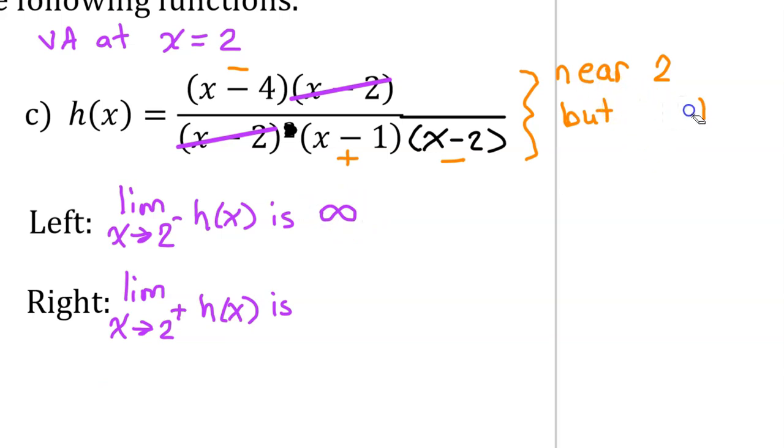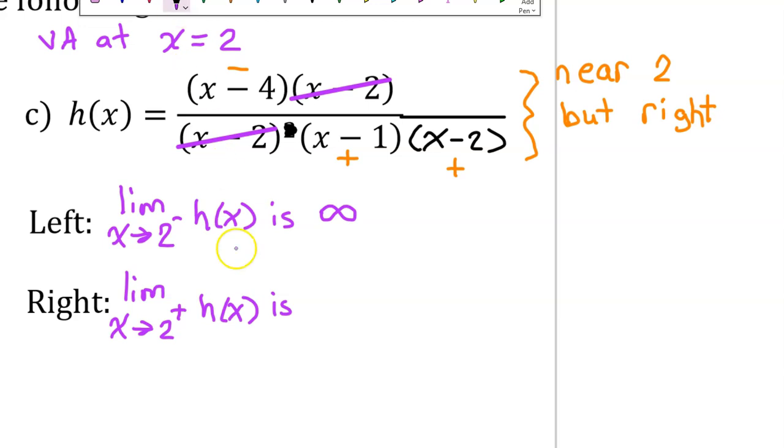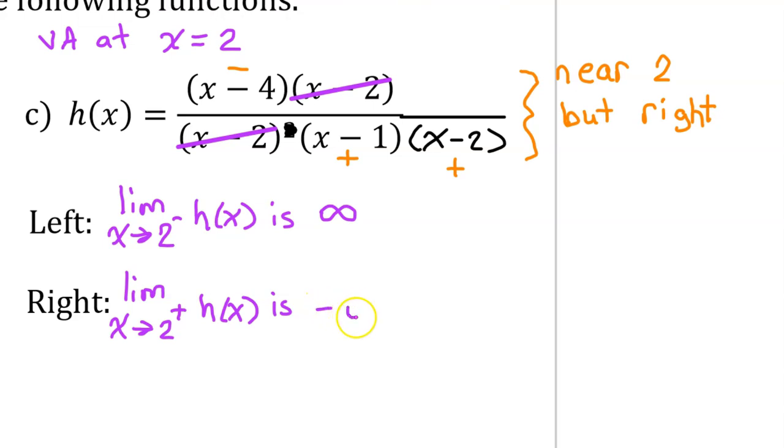Okay, how about near 2 but to the right? This is the only one we have to change. x minus 2 is negative to the left of 2, but positive to the right. For example, if x is 2.1, 2.1 minus 2 is positive. Or even if x is, let's say 3, that's to the right, 3 minus 2 is positive. The overall sign of h of x in this case will be negative, because we have an odd number of negatives. In other words, the limit as x approaches 2 from the right of h of x is negative infinity.